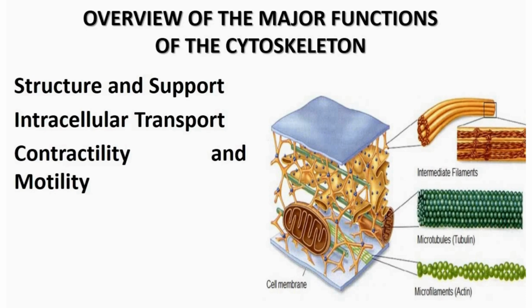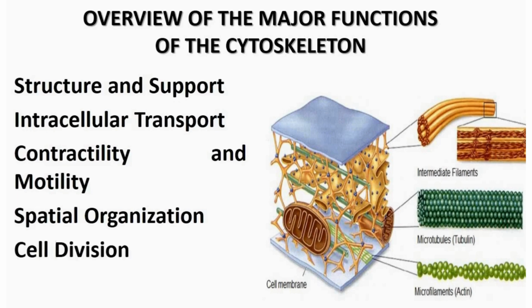Cytoskeleton is a spatial organizer. Besides, cytoskeleton also has a very important role as far as cell division is concerned. This summarizes the overview of the major functions of the cytoskeleton. In the next segment, I shall move to the structure followed by organization of microfilaments, and I would stick to actin as the representative example.